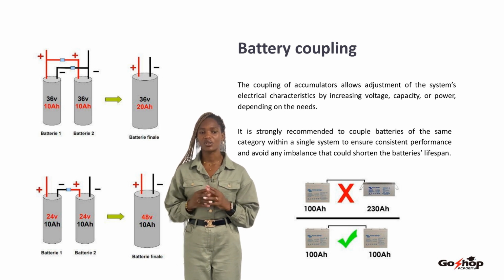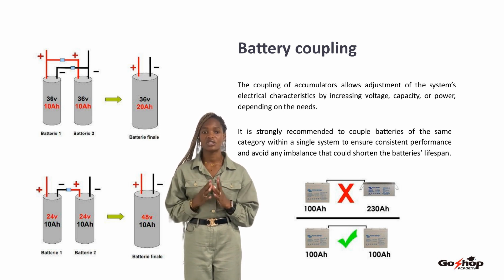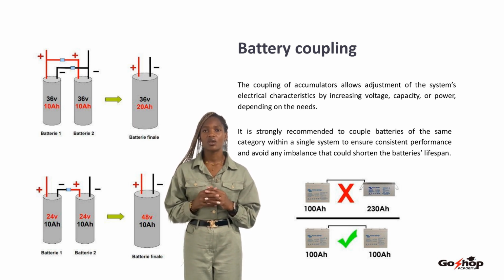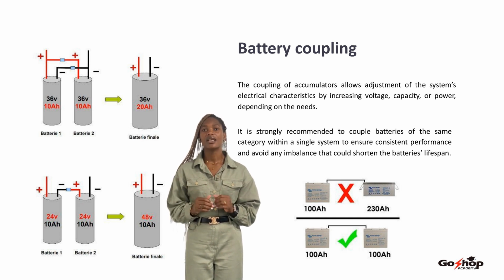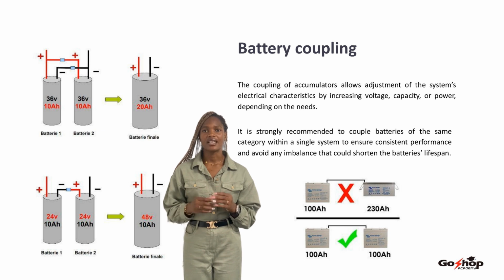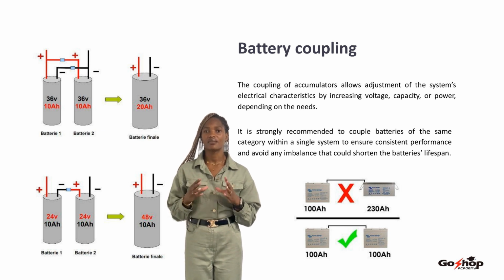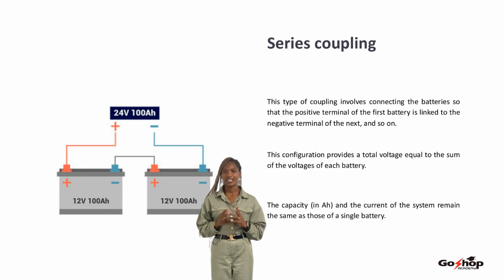Battery coupling involves connecting multiple batteries to increase voltage, capacity, or power, depending on the application, for example solar or off-grid systems. Important: always use identical batteries, same type, capacity, and technology. Otherwise, an imbalance may reduce performance and lifespan. Series coupling means connecting batteries end to end, positive terminal to negative terminal. Effect: increases total voltage, the sum of voltages. Capacity remains the same as one battery. Best for getting higher voltage without changing capacity.